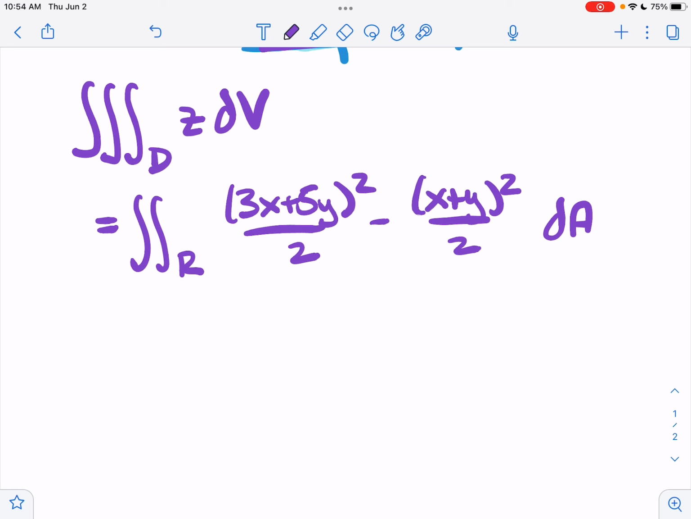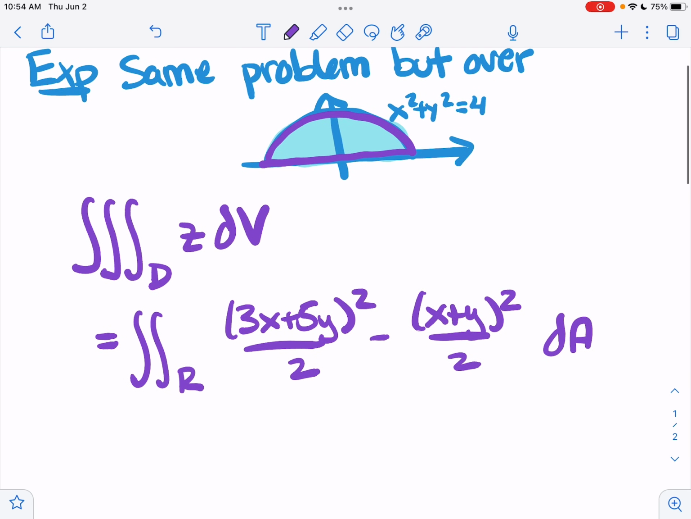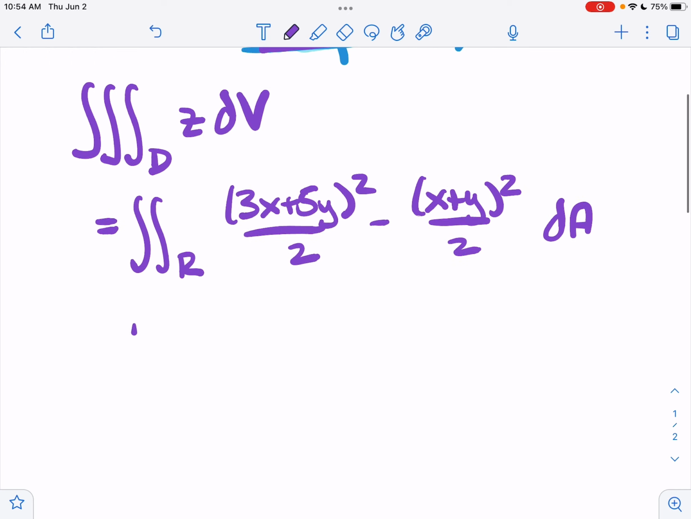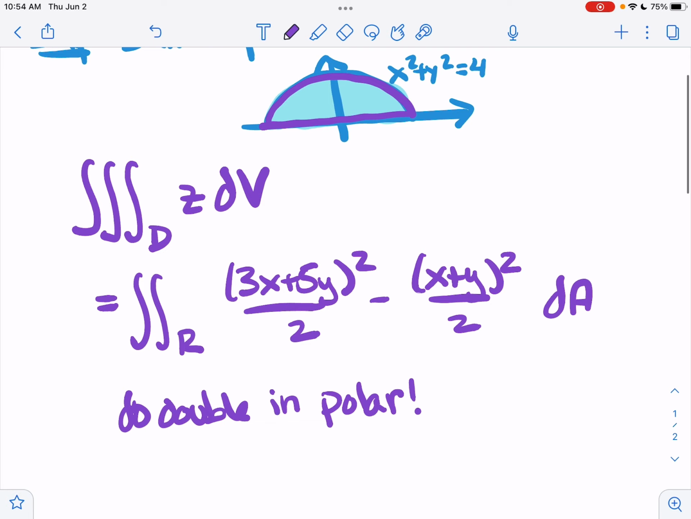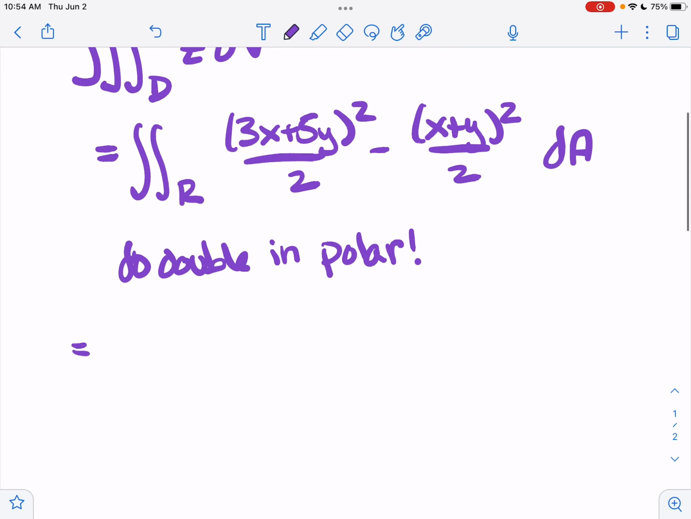In the previous example, we were doing a double integral over a triangle. We could have done that x first or y first. It didn't matter. We chose to do it y first. But now, we don't want to do this x first or y first because the functions are hard to deal with. We actually want to do the double integral in polar coordinates, because we're integrating over a semicircle. So we do it in polar coordinates.